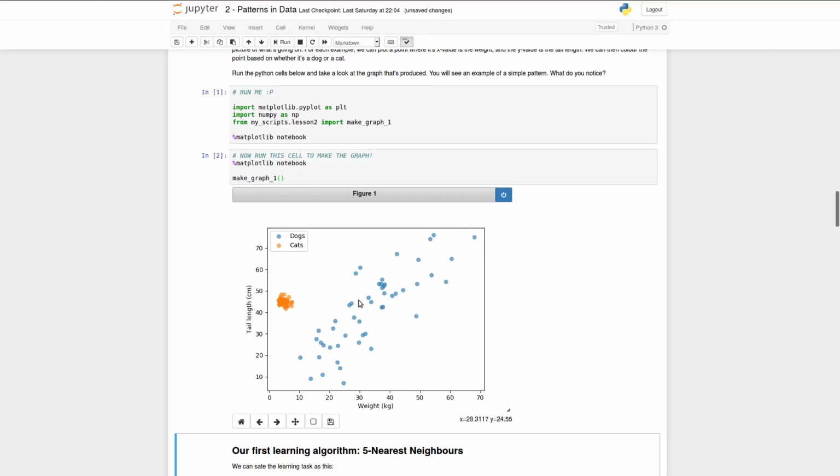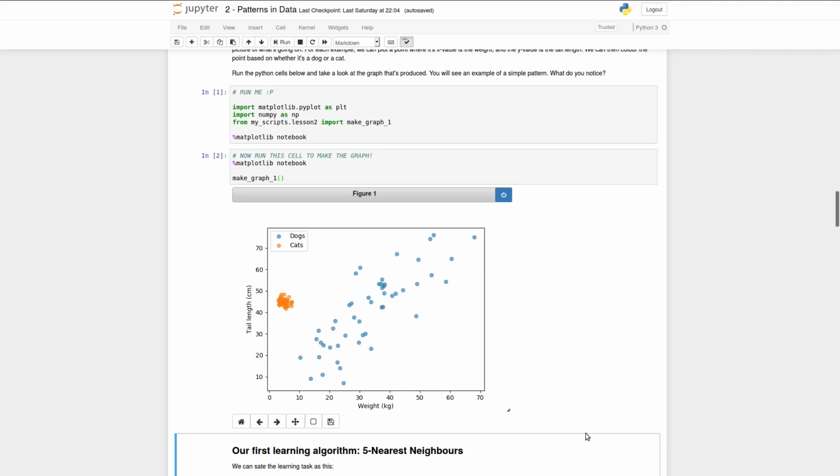And they have a big dispersion in tail length as well, whereas cats seem to be much more centered around a weight. They seem to have an average weight of about 5 kilograms and a tail length of about 45 ish. So this is an example of a data set.